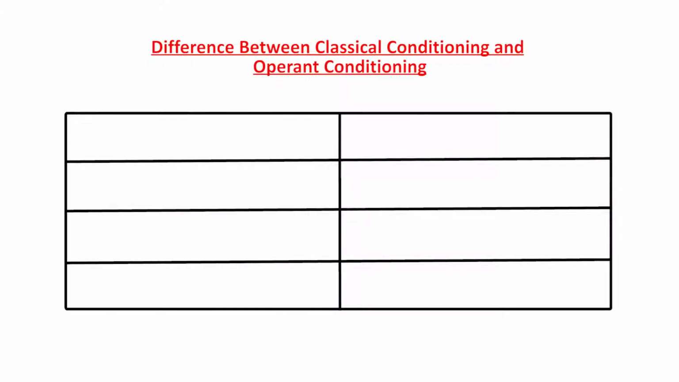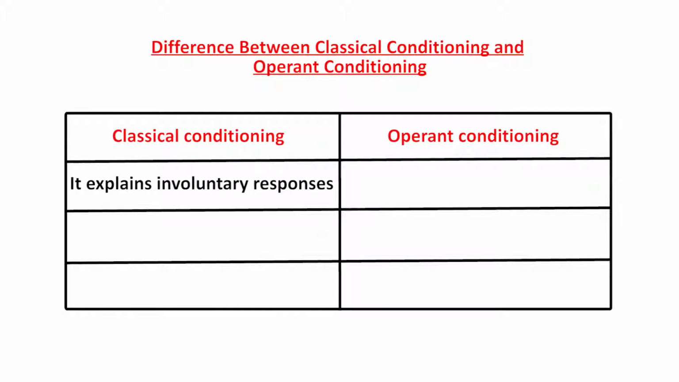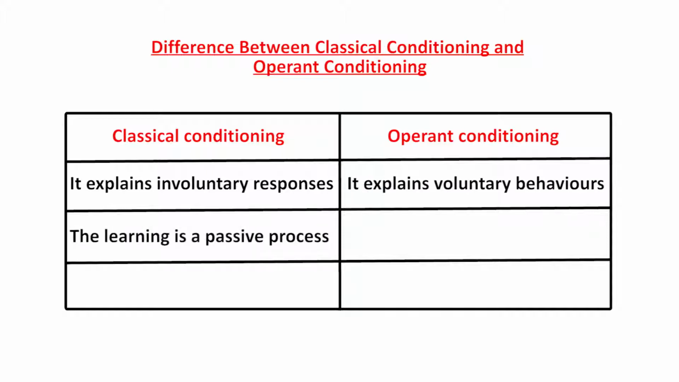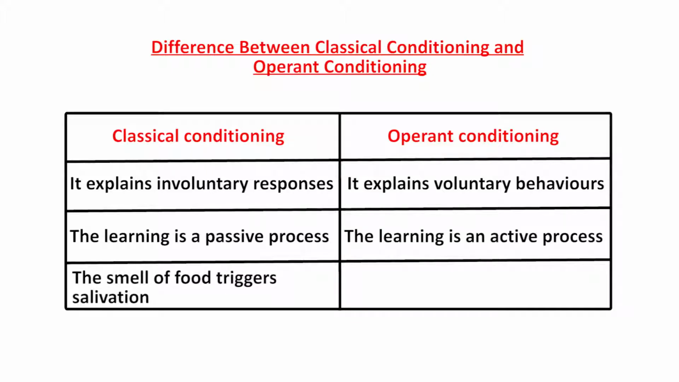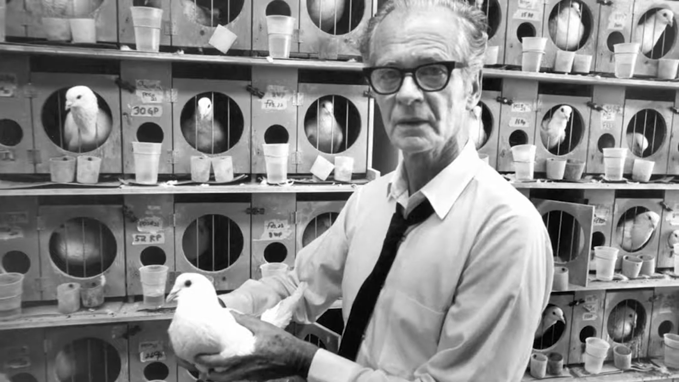The table that is being projected to you now gives you a clear distinction between classical conditioning and operant conditioning. Classical conditioning explains involuntary response, whereas operant conditioning explains voluntary behaviors. Classical conditioning is a passive way of learning, whereas operant is an active way of learning. For example, the smell of food triggering salivation is classical conditioning, whereas voluntarily studying hard to get good marks is operant conditioning. An American psychologist, B.F.